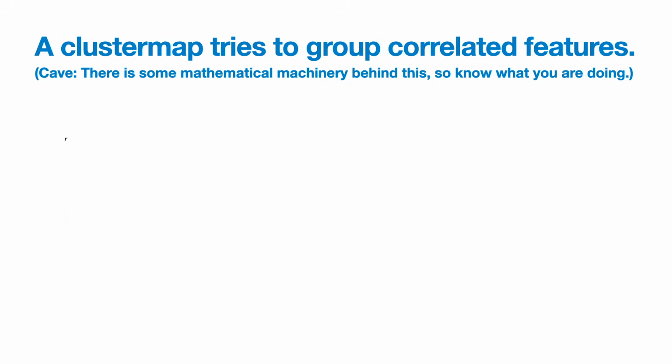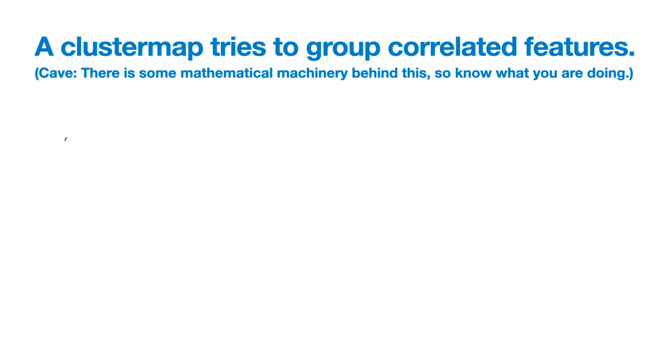It's usually called a cluster map. It just tries to cluster stuff that's correlated. There is this me being this whiny nagging guy saying, well, yes, but there's some mathematical machinery behind that, so please make sure you know what you're doing, because this can be kind of misleading. So if you do things like that, try to read the docs and try to understand what the thing is doing and the assumptions it comes with.